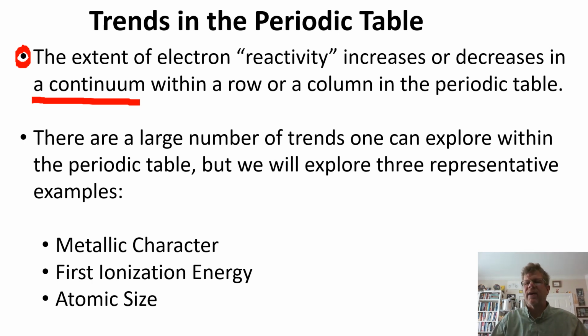We have gradations, not a yes-no sort of thing with regards to reactivity. It's a continuum, so there are many ways we could explore it. There's a large number of trends within the periodic table. We'll look at three representative ones, but understand that there are more. The first one we're going to look at is metallic character as a trend within a row or a column. We'll talk about what that means. Also, first ionization energy as an example. And finally, atomic size. We will cover each of these separately and explain them as we go through the following slides.